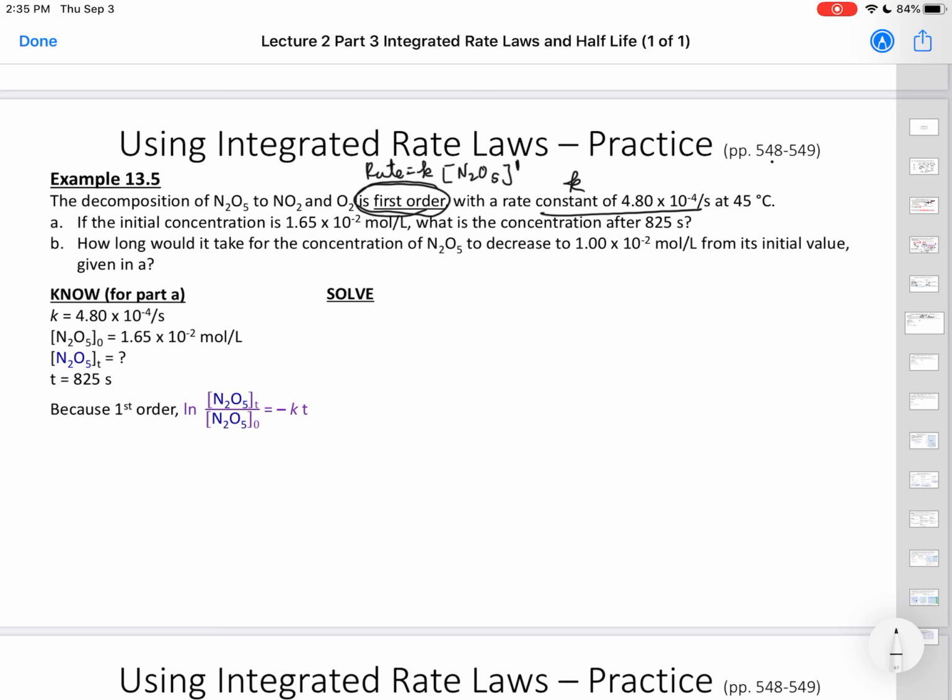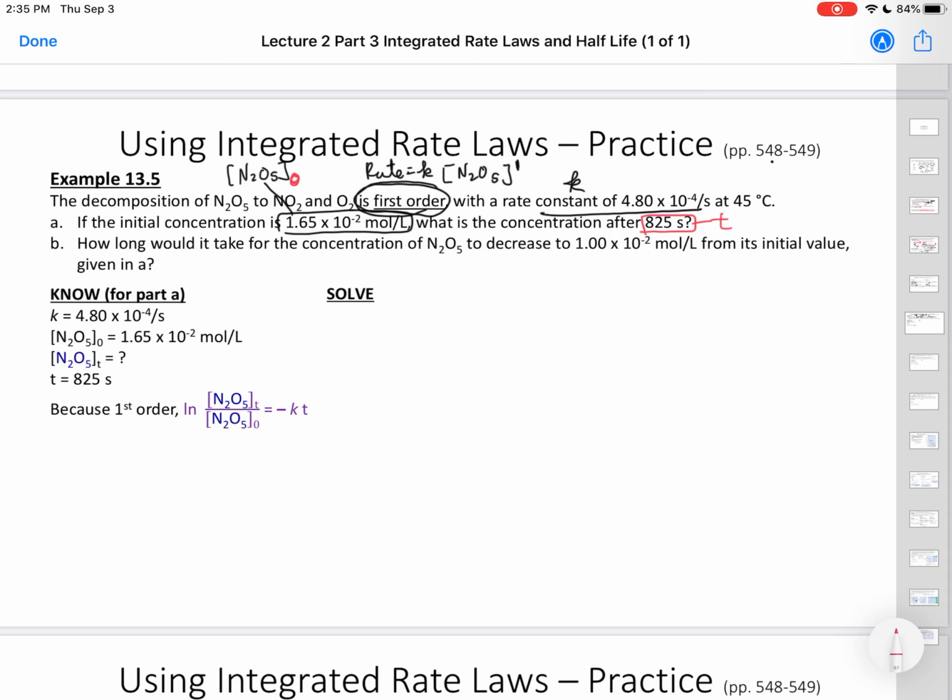So if the initial concentration is this, 1.65, remember the initial concentration is always written with this little 0 here, okay? What is the concentration after 825 seconds? This is obviously t, right?